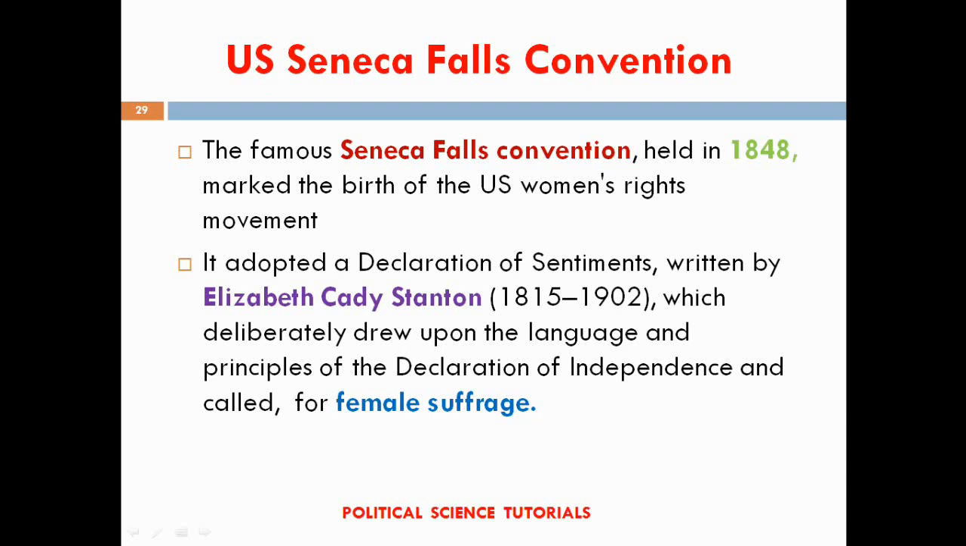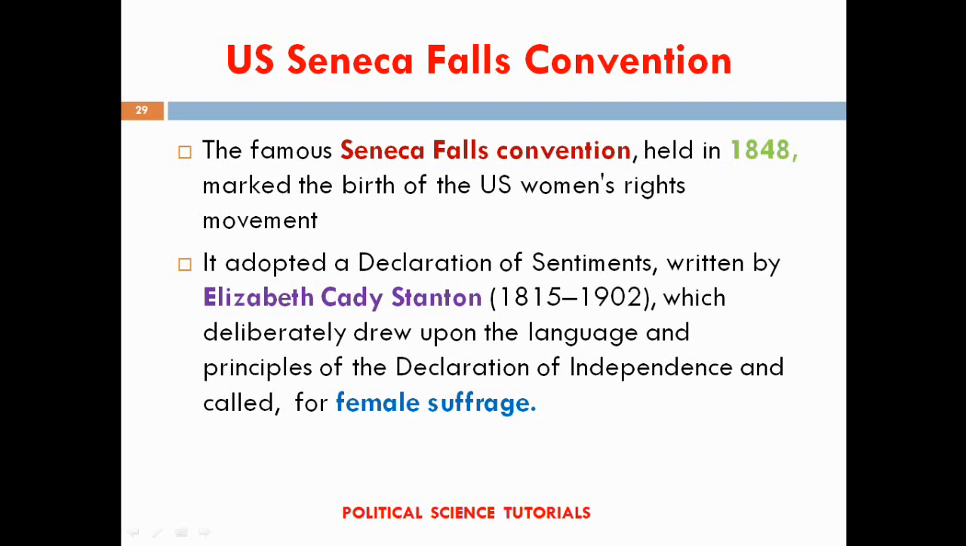In the year 1848, the famous Seneca Falls Convention, a very important convention, was held, which marked the birth of the US women's rights movement. And for this reason, this convention is important. The convention adopted a declaration of sentiments written by Elizabeth Cady Stanton, which deliberately drew upon the language and principles of the Declaration of Independence and called among other things for female suffrage.